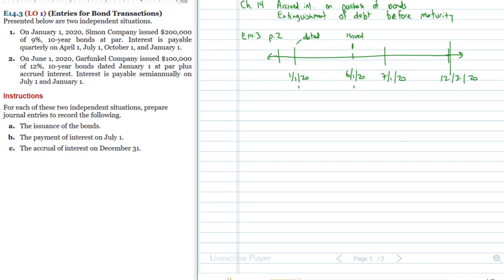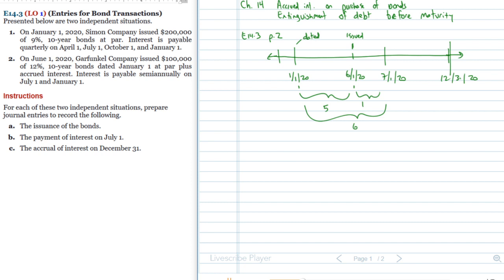But the lender only lent money to Garfunkel Company on June 1st. So January, February, March, April, May. So this is 5 months out of the 6-month period. Now, what this means is there's really only 1 month in which Garfunkel owes the lender any interest. So this is the situation we were talking about at the end of class.